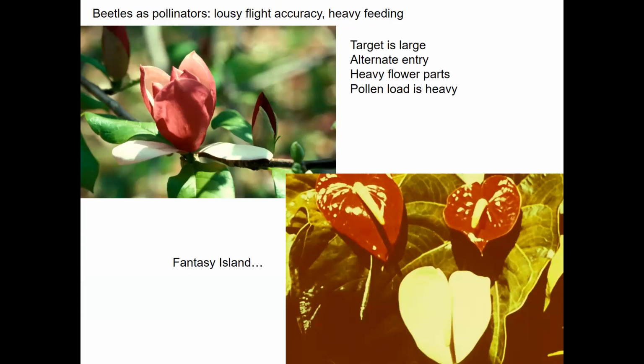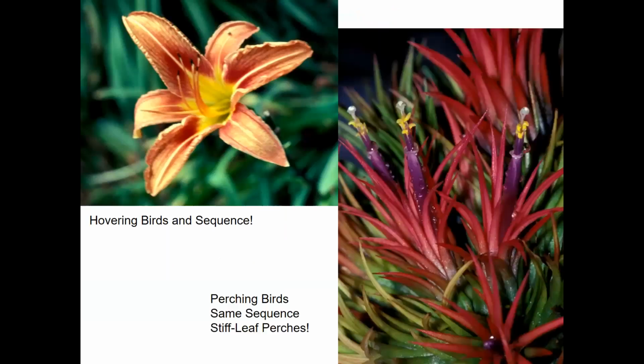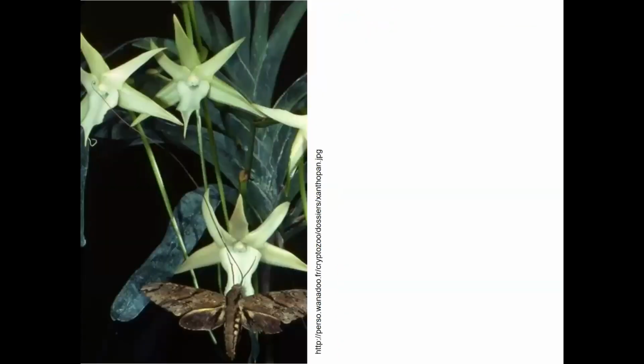So in the Fantasy Island, this type of plants are also present. So there is incredible diversity in the flowers. So hovering birds use this type of flowers. Perching birds and the same sequence, stiff-leaf bases. Okay, this is very interesting.